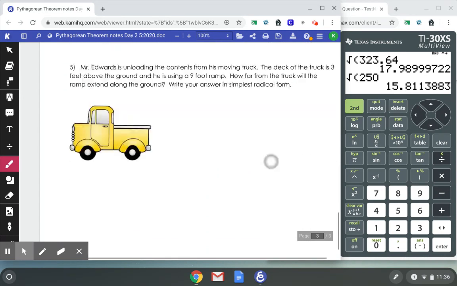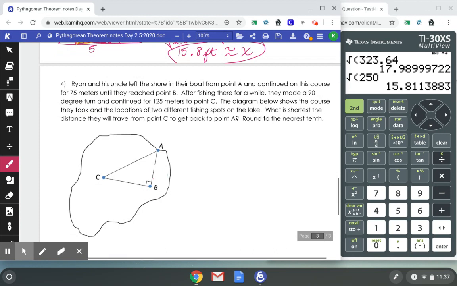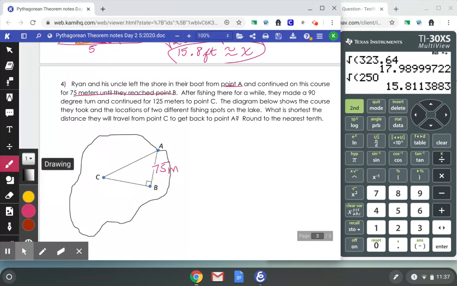All right, I'm going to do 2 more examples. Okay, number 4, it says Ryan and his uncle left the shore in their boat from point A and continued on the course for 75 meters until they reached B. So from A to B is 75 meters. After fishing there for a while, they made a 90-degree turn and continued 125 meters to point C. So they continued this distance, which was 125, to get to point C.